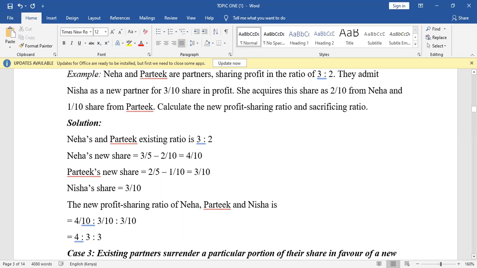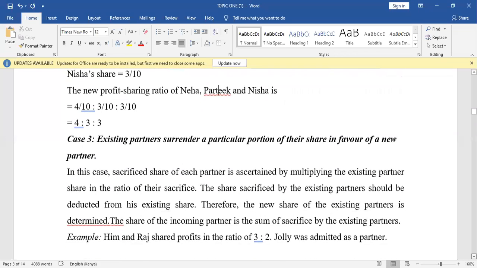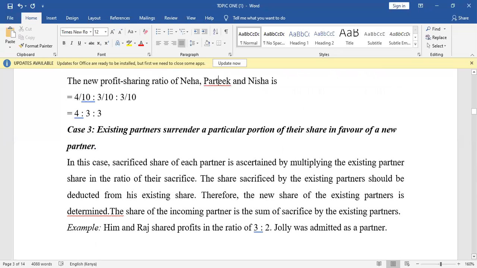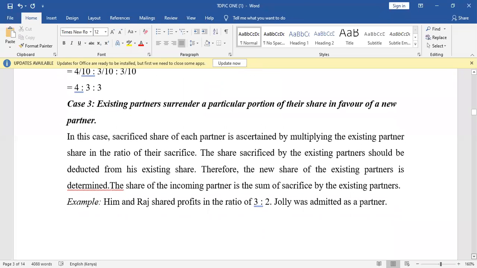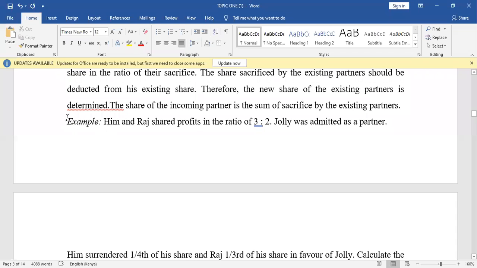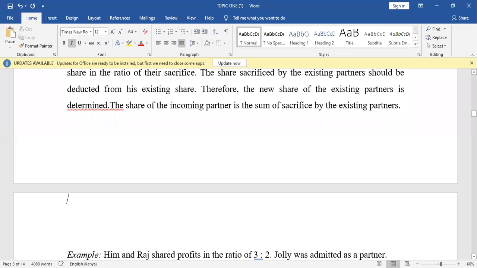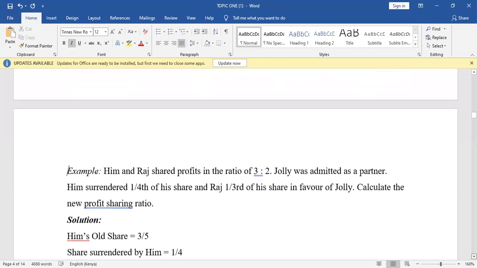Then that's okay. Now, let us move down again. You may get that the existing partners surrender a particular portion of their shares in favor of a new partner. That's what we have actually done in that case. Let's look at another example, which I want you to try by yourself as we move down.